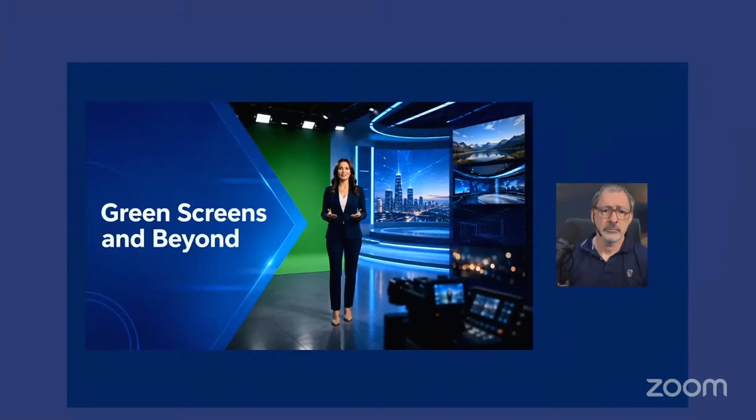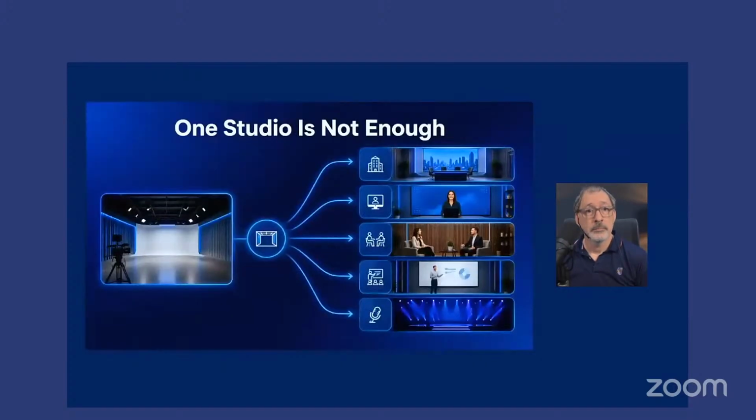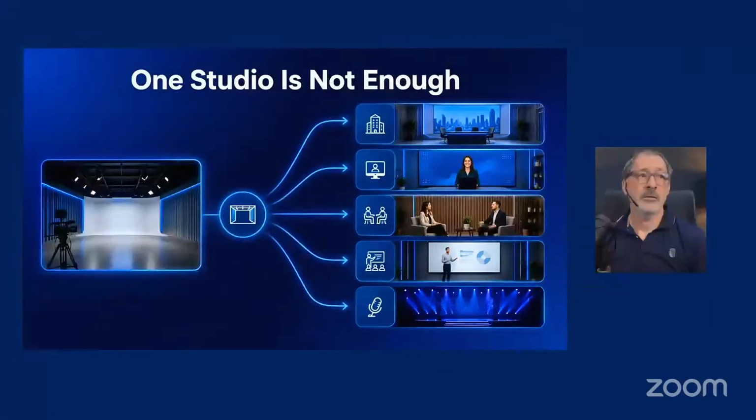So what can we do? Well, let's think about it. One studio is not going to produce the entire framework for us. We need to be able to divide our studio up into multiple things, which we can't do. We need some magic. We need something to make that happen. We need something to make the back behind me disappear and put something else in its place. And that's when we talk about the traditional green screen.